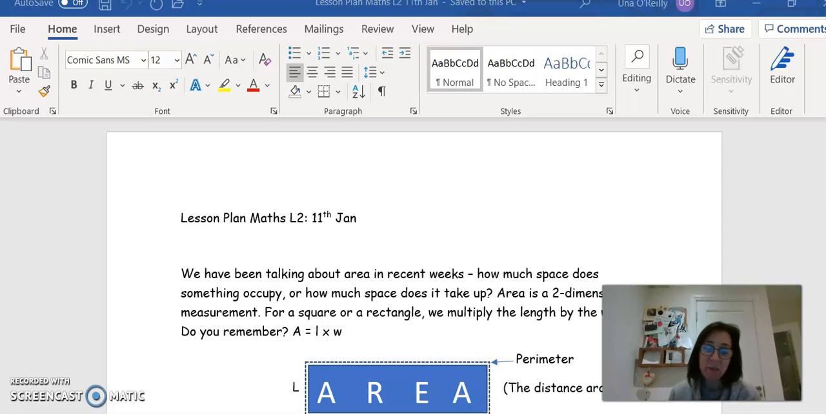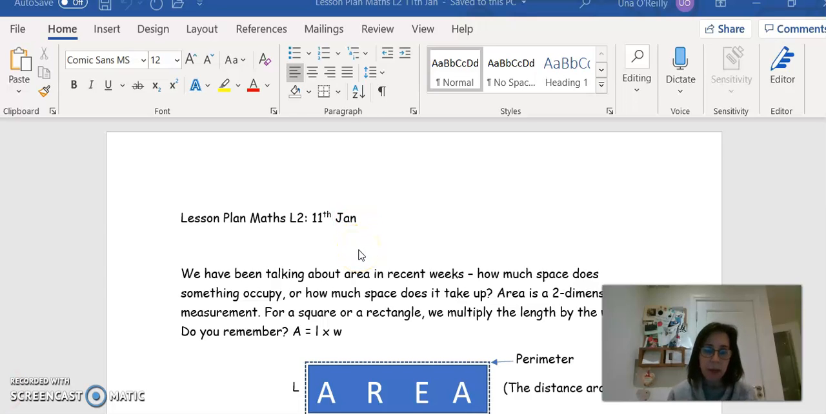This is the lesson plan for level 2 maths on the Monday. I've sent you all emails with the details and the worksheets. What I want to do today is go through the lesson plan with you so that you know what I'm looking for. We'll go through it quickly and I'll reference the worksheets that I've asked you to do as well.